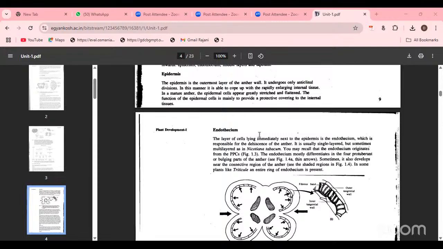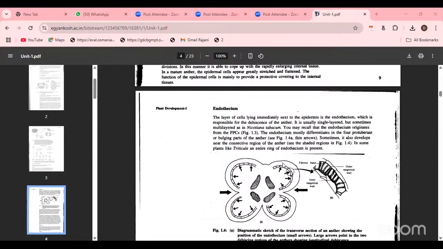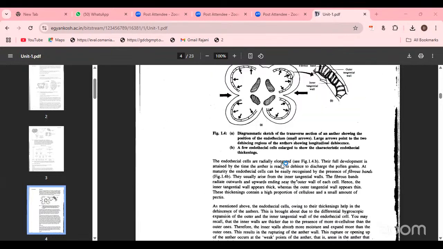You may recall that endothelium originates from the primary pericytial cell. This type of endothelium is mostly differentiated in the protuberant, bulging part of the anther. Sometimes it also develops near the connective region of the anther. In some plants, like Triticales, wheat-like, an entire ring of endothelium is present. This is another special character of the anther.